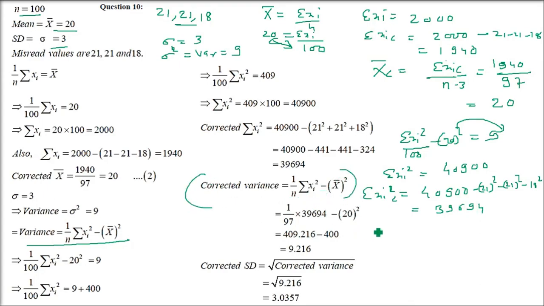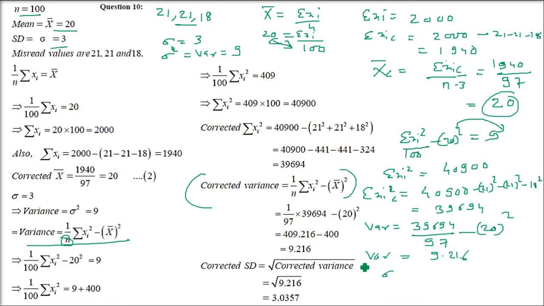So we'll apply now the same formula, and we'll put in the corrected values. So variance will be the corrected sigma xi whole square, 39694, divided by n, because n minus 3 we have already removed, so 97 will be there, minus x bar whole square, the corrected mean we have already found, that was 20. So take 20 whole square. So this variance will be 9.216. Sigma is simply the under root of 9.216, and that's going to be 3.0357. Okay, this is your final answer.